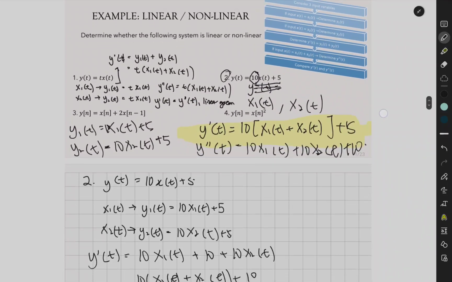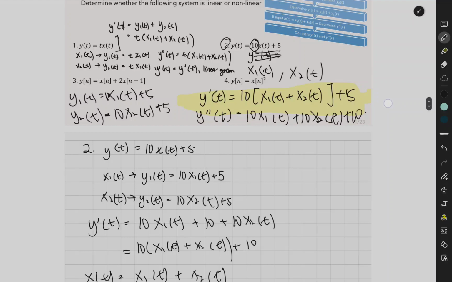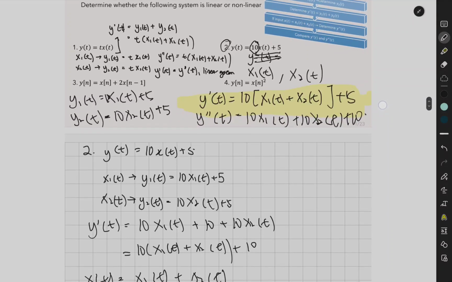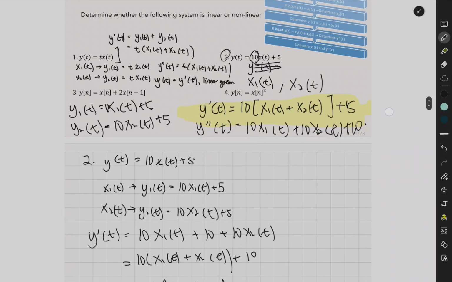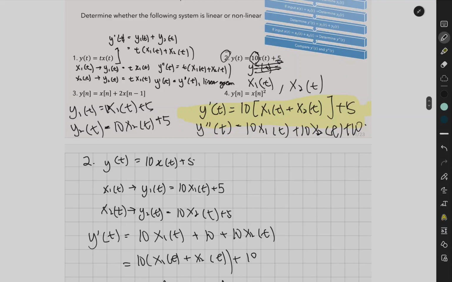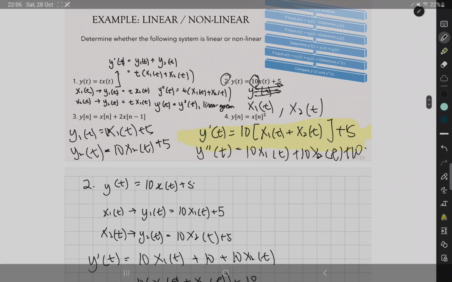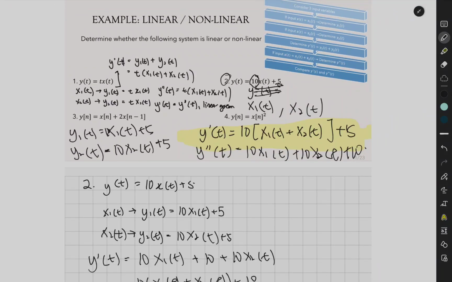So let us summarize a bit. We can conclude that when a system has a constant like +5, then when we do a parallel connection, the constants will add up together, and the result will not be the same as the series connection, because in the series connection the constant won't add up together.